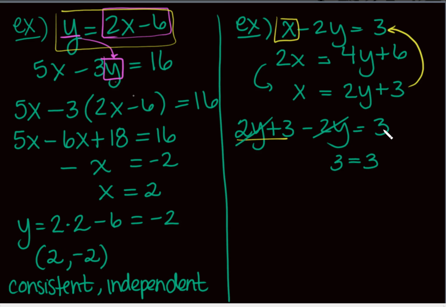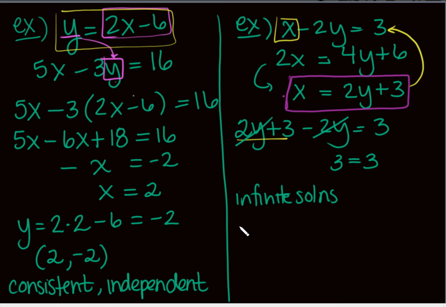So look at what we're asking. We're saying, for what y values does 3 equal 3? Well, 3 always equals 3 as far as I know, unless something changed over the weekend. I don't think it did. So what this tells me is I have the same line for both equations. I have an infinite number of solutions. Infinite solutions. So this is a consistent dependent system.